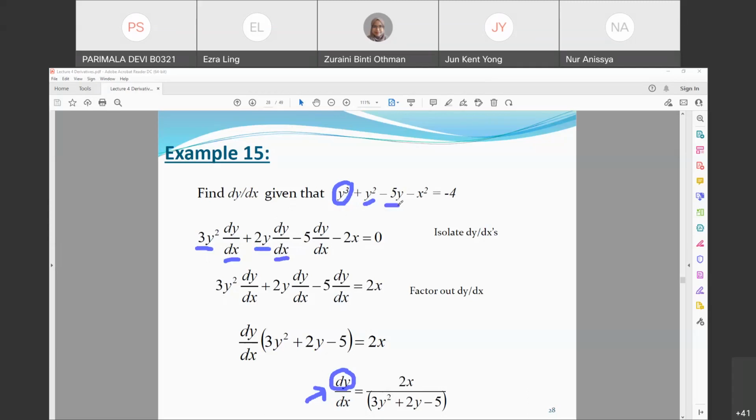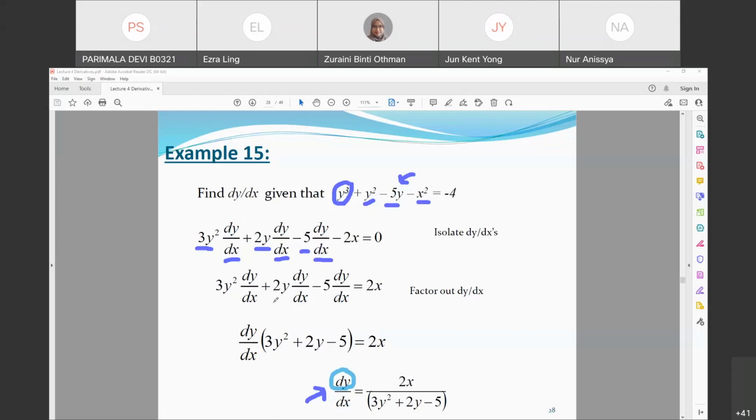And the same goes to negative 5y. We differentiate it, we get 5 only, minus 5. And because it involves y, we put dy over dx again. And here, we differentiate negative x power of 2, it becomes negative x. Okay, only. Can you spot the difference there? x sahaja, but when it comes to y, you have to put dy over dx beside.